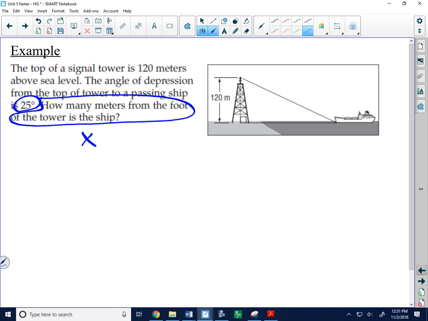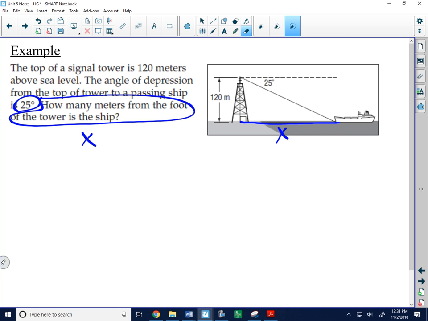Okay. Well, a lot of us got X, right, as I'm walking around. That would be this, from the bottom of the tower over to the ship. That's what we're trying to find. A lot of you put the 25 here, though. That's just an angle in the triangle, but it's not the angle of depression. The angle of depression is actually that one.